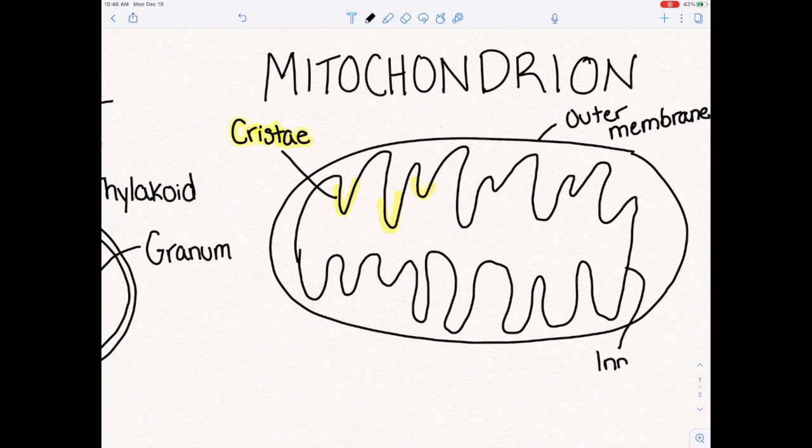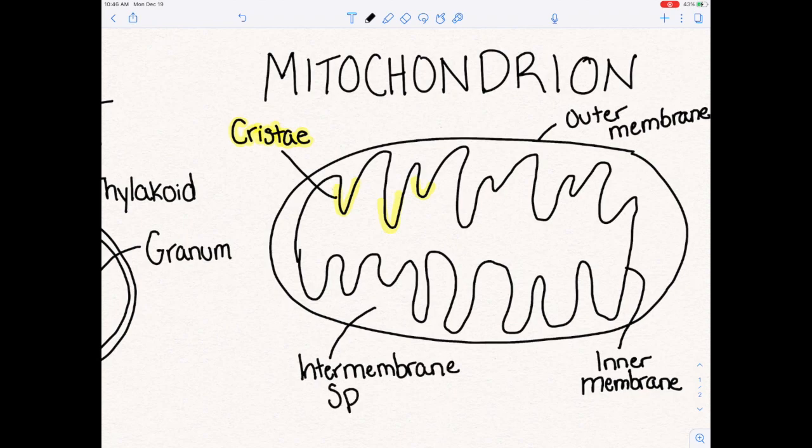And I'm going to go ahead and label my inner membrane. The space between the two membranes, the outer membrane and the inner membrane, also has a name. It's called the intermembrane space. And here's where one of the critical steps of cellular respiration will occur. Inside of the inner membrane, that area is called the matrix.